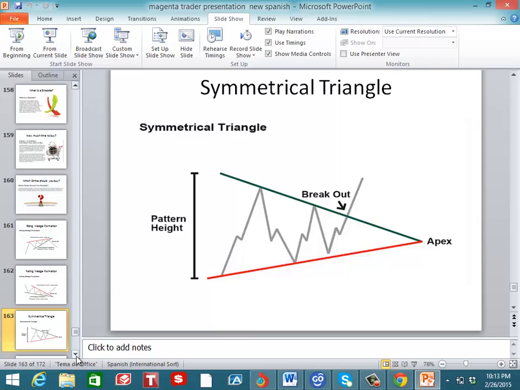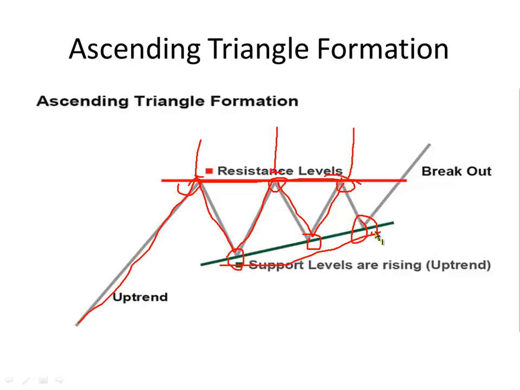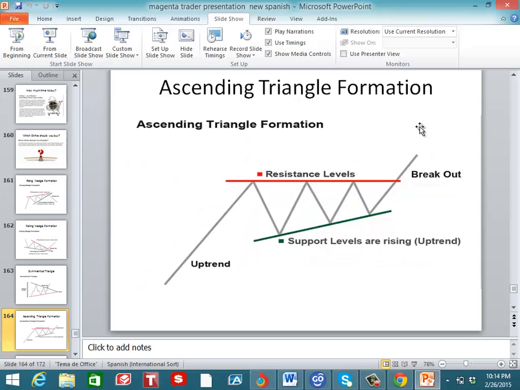Now the other setup I look for is the ascending triangle formation. That's when you see a stock that is constantly hitting a resistance level, a key resistance point. Every time it hits the resistance point, the lows are getting a little higher. So it leads to a big breakout to the upside.